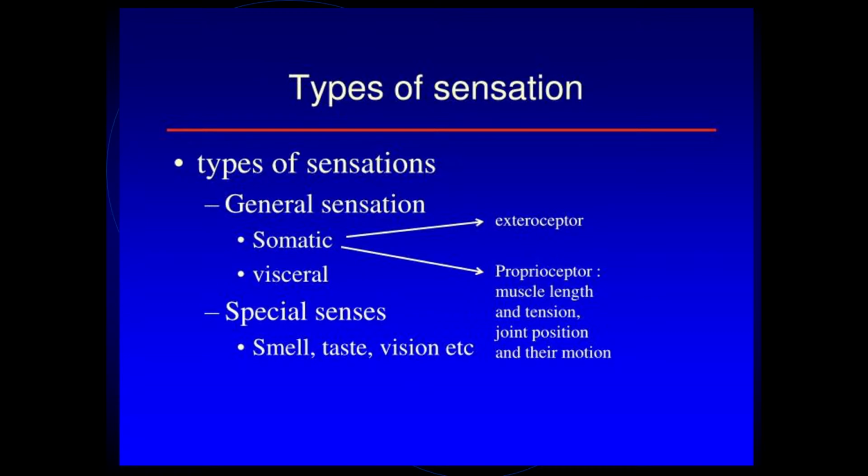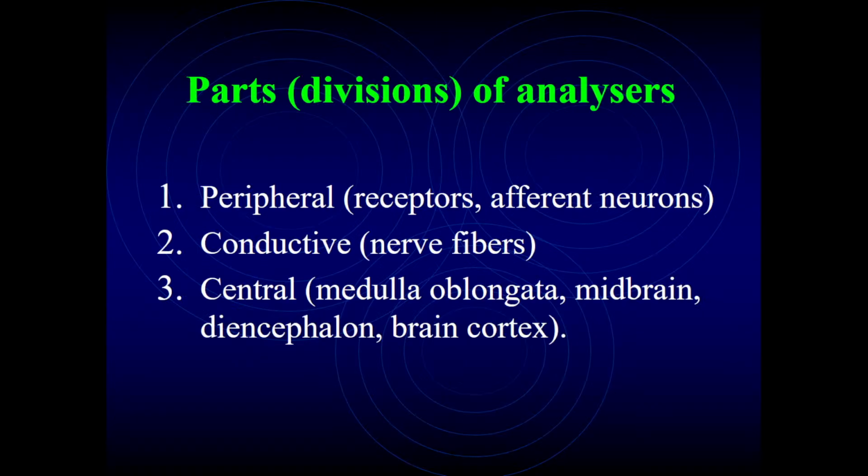Do you remember links of the reflex arc? There are 3 links: afferent, central, and efferent links. The analyzer includes an afferent link and a nerve center. All sensory systems are organized by the same general plan. According to Pavlov, an analyzer consists of 3 parts: peripheral, conductive, and central.